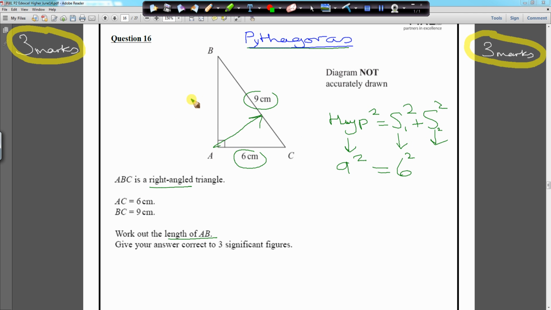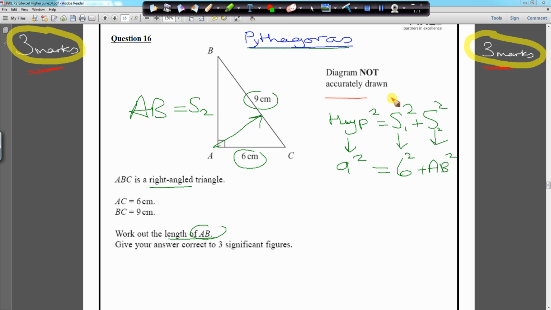Okay, so we have side 2. Side 2 will have to be this one here. This is side 2, which is what we want to work out. AB is equal to side 2. So that will be AB squared. Now, question number 16 is worth 3 marks.